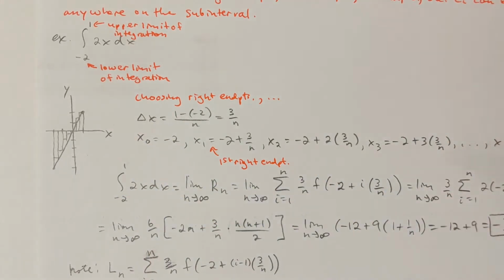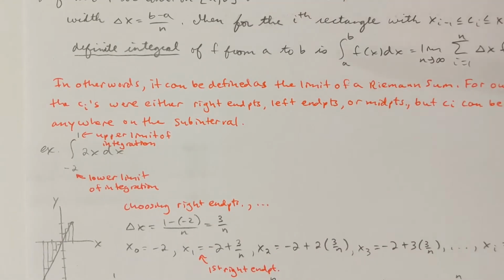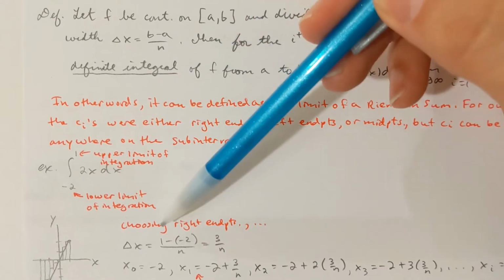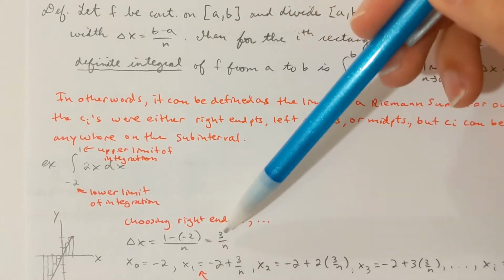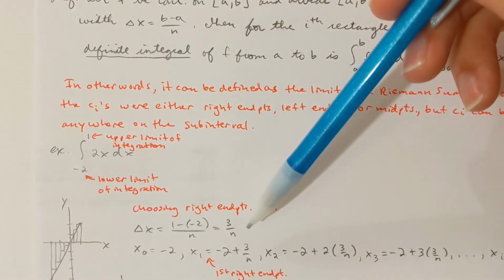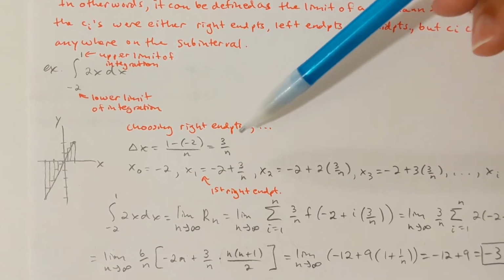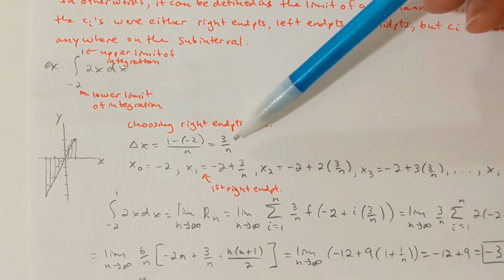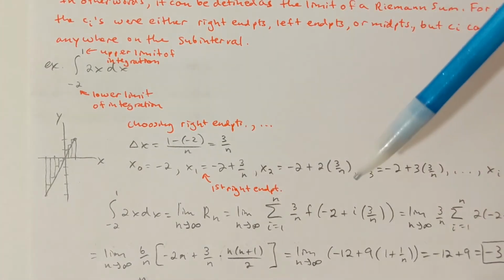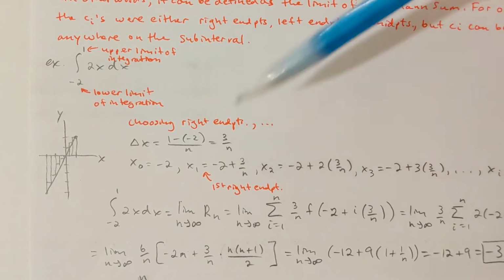The width of each rectangle, delta x, is where we take b minus a divided by n. A is -2, b is 1, so 1 minus -2 divided by n, that'd be 3 over n. By the way, delta x will always be positive, since you're talking about the width of a rectangle, that can never be negative. That doesn't make any sense. So like in this problem, if I were to draw 6 rectangles, let's say, the width of each one would be 1/2. If I were to draw 12 rectangles, the width of each rectangle then would be 1/4, etc.